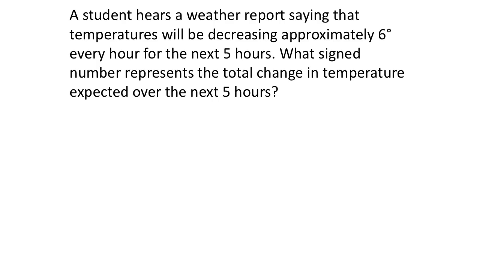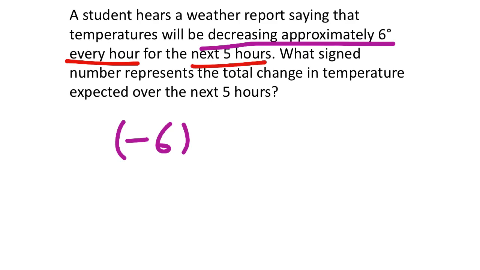So, just with some word problems and that division and multiplication stuff, a student hears a weather report saying that temperatures will be decreasing approximately 6 degrees every hour for the next 5 hours. What signed number represents the total change in temperature expected over the next 5 hours? Well, in this problem, since it's decreasing 6 degrees, that's going to be a negative 6. Now, in this case, it's doing this every hour for the next 5 hours. That means we'd have 5 groups of this negative 6.